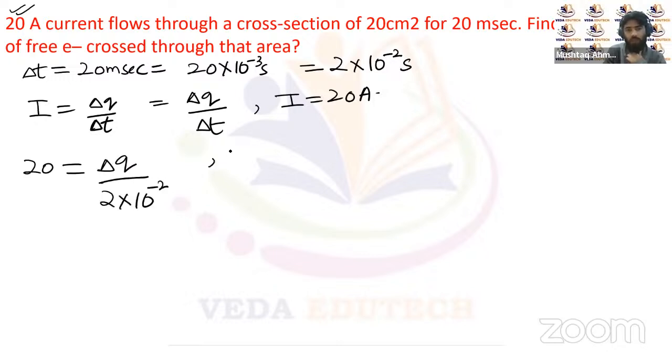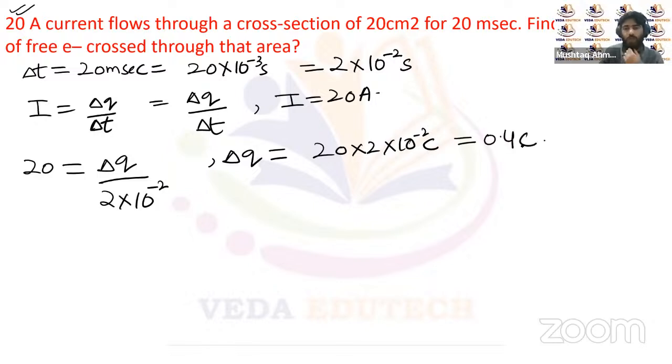The charge flown will be 20 into 2 into 10 to the power minus 2 coulombs, or we can write it as 0.4 coulombs. So 0.4 coulombs is the charge flown through this cross section during the time of 20 milliseconds.